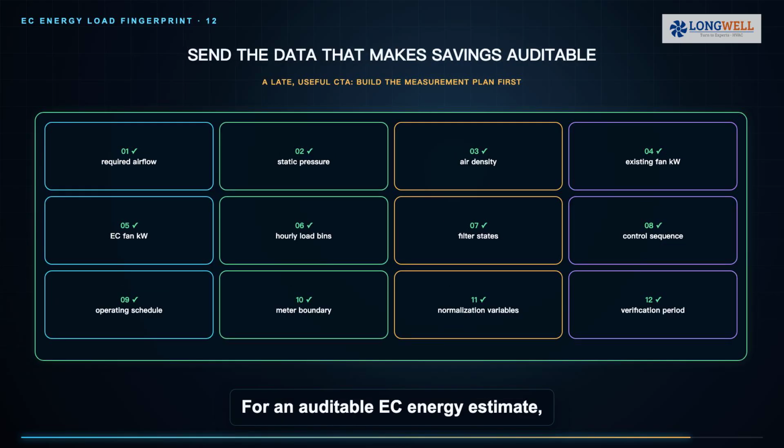For an auditable EC energy estimate, provide required airflow and pressure, air density, existing and proposed input power, hourly load bins, filter states, control sequence, schedule, meter boundary, normalization variables, and verification period. With those inputs, the saving becomes a calculation your engineering and energy teams can challenge and trust.